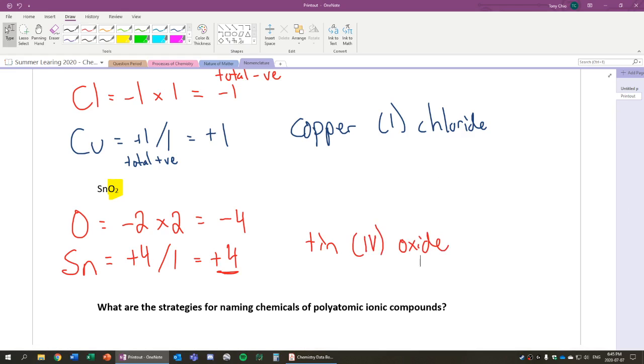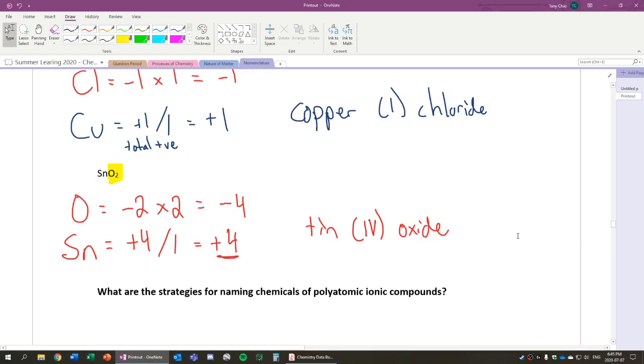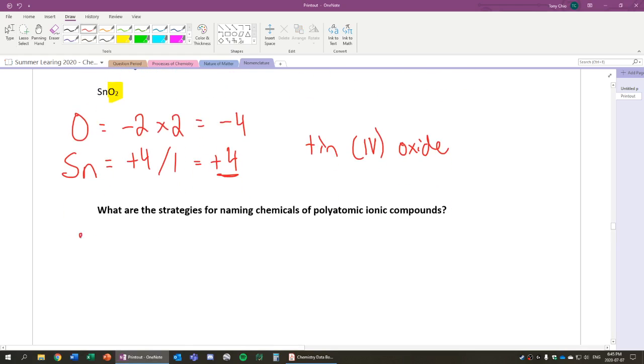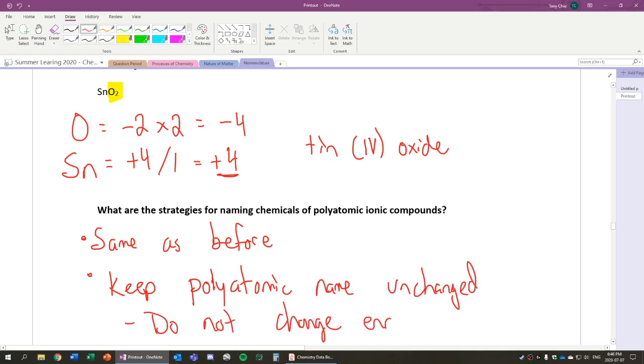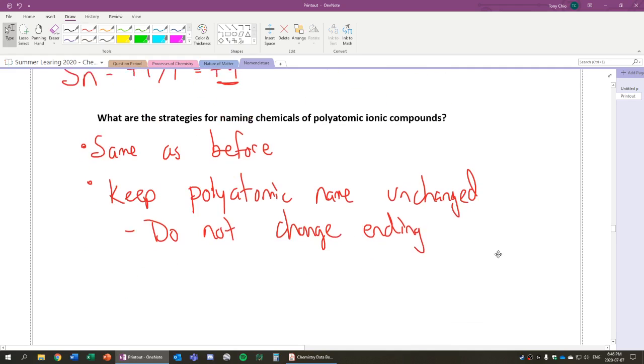To finish up today's lesson, we're going to talk about the last thing here, which is how do you write polyatomic names? Well, this one's the easiest one. It's same as before, but now keep polyatomic name unchanged. What does that mean? It means do not change its ending. Okay, so don't turn it into an "ide." If it's sulfate, keep it as sulfate. Don't write it as sulfide, because that's a different chemical now.